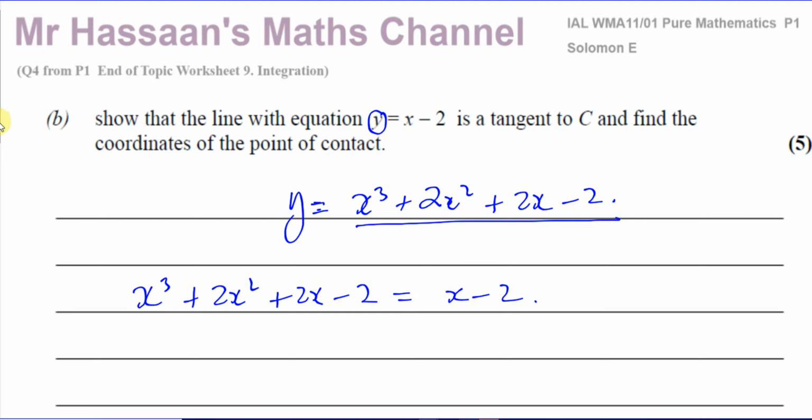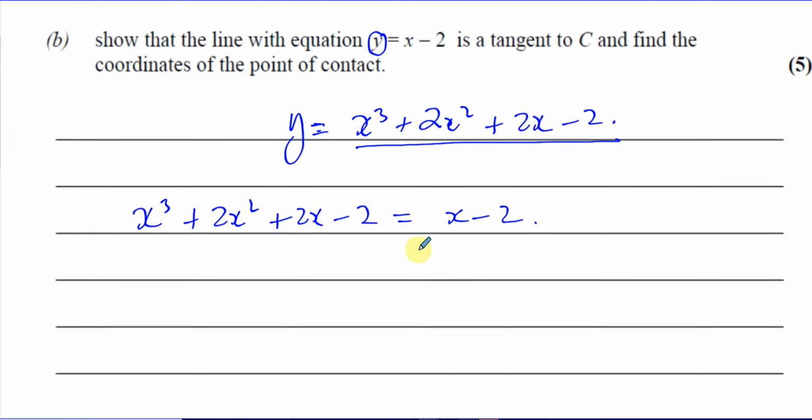So now, when I try to solve this, one of the things we'll realize, which is going to be very useful for us, is the minus 2 and the minus 2 will cancel out if I bring them together onto one side. So I've got x cubed plus 2x squared. Now we've got 2x minus x, which is 1x, and minus 2 plus 2, which is 0. Alright? We can solve this equation.